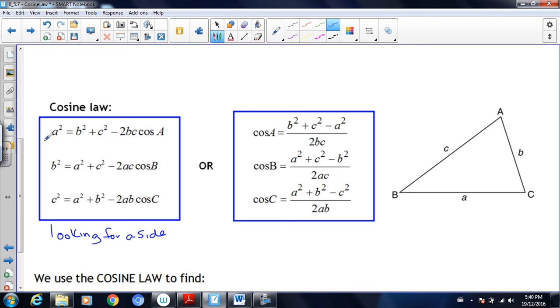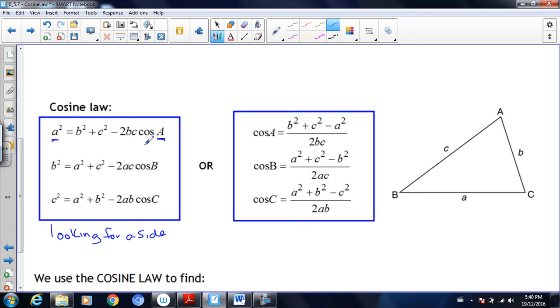Now the key here is whatever side is missing that you're looking for, you must have the corresponding angle to that side at the end of this equation, okay? Pay attention to that. Whatever side you are looking for, make sure the angle that is opposite that side gets placed at the end of the equation.